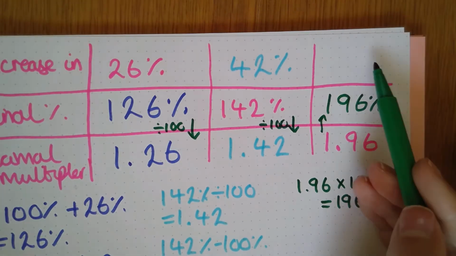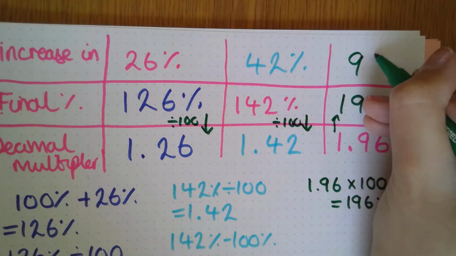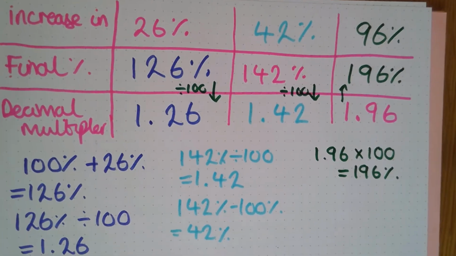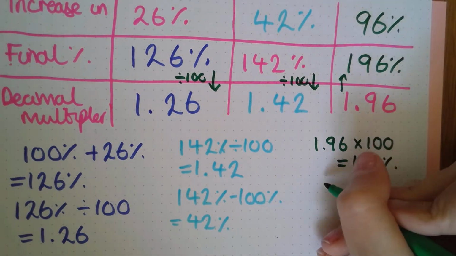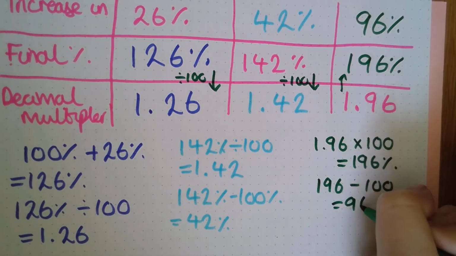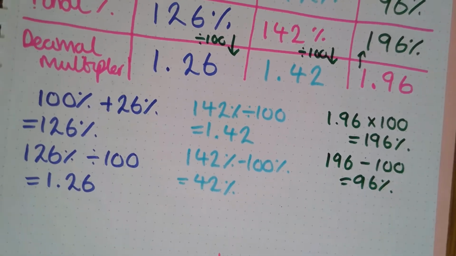What must I have added to 100 to get to 196? Well, I know I must have added 96%. We could have done 196 take away 100 to give us 96% if we needed to. Okay, so that's how to use that table.